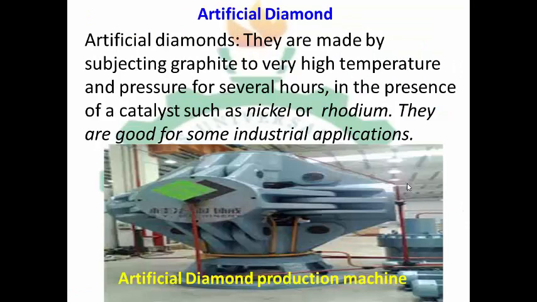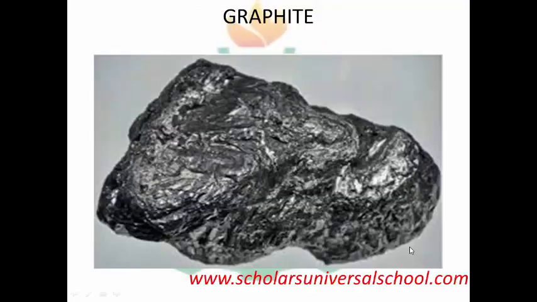We also have what we call artificial diamond, which is made by heating graphite at a very high temperature and pressure for between 20 to 30 hours. It is usually done using a nickel catalyst or rhodium catalyst. So they are being used for various industrial purposes. We can now consider graphite.